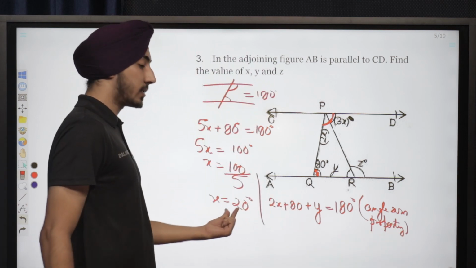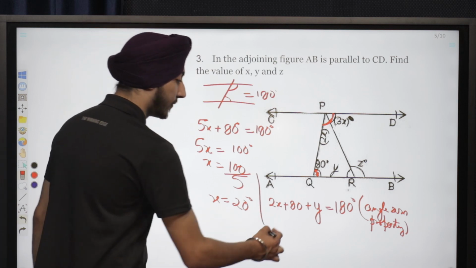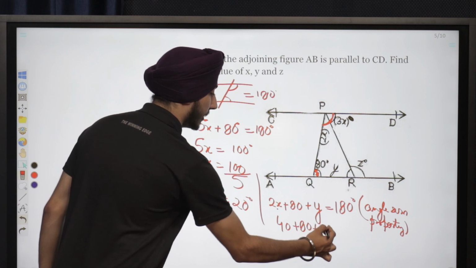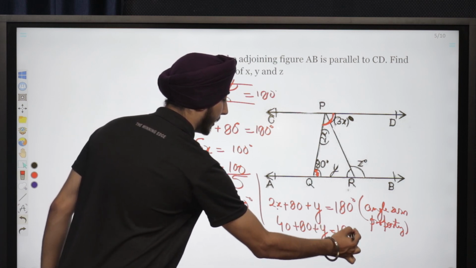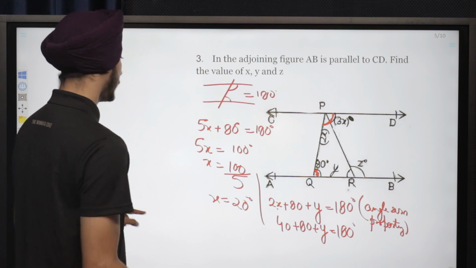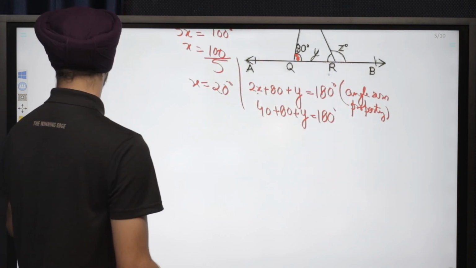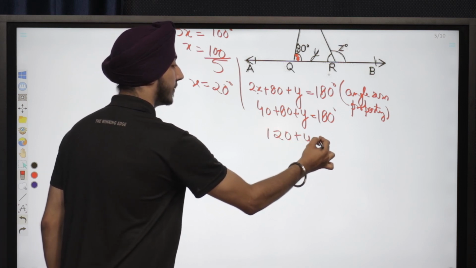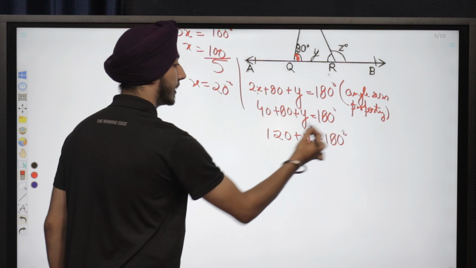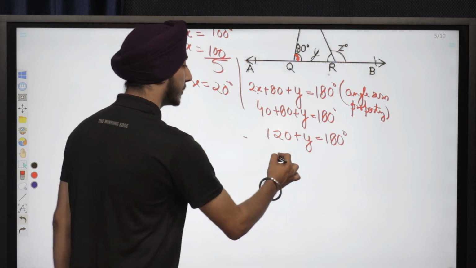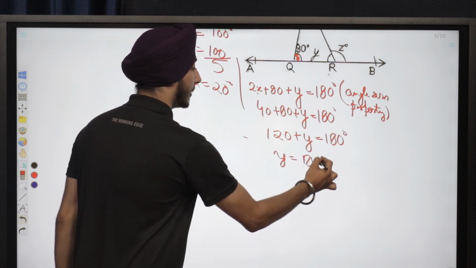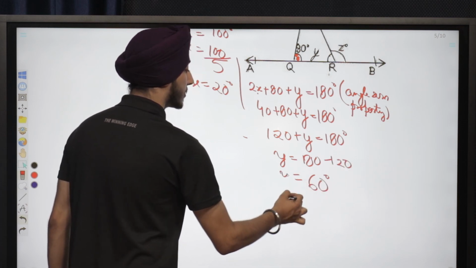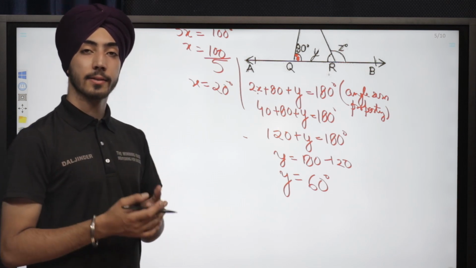Now 2x, what is the value of x? 20. So 2x will become 40. So this is 40 plus 80 plus y equals 180 degrees, right? Now 40 plus 80 will give you 120. 120 plus y will be equal to 180 degrees. Very obvious that 120 will go on to the other side. 180 minus 120. So this will give you how much, children? This will give you 60 degrees. So the value of the second variable y is 60 degrees.